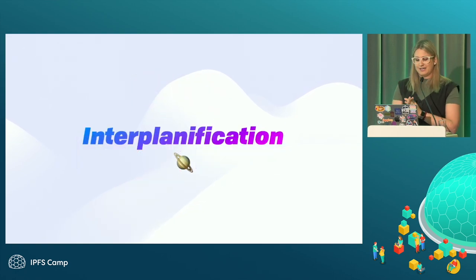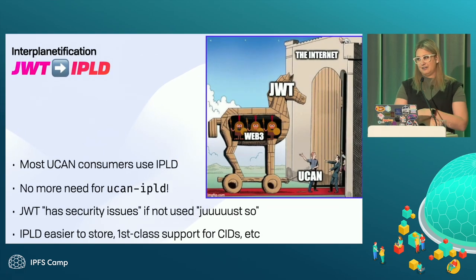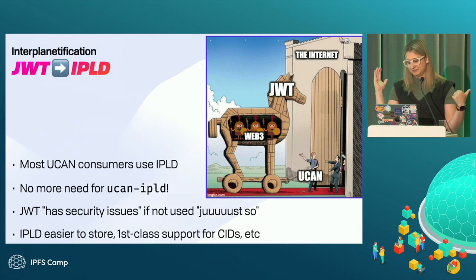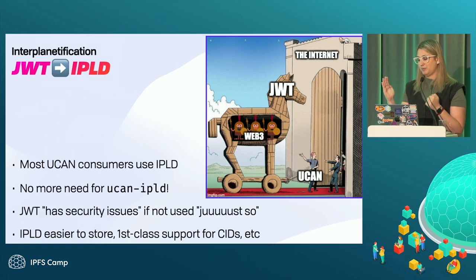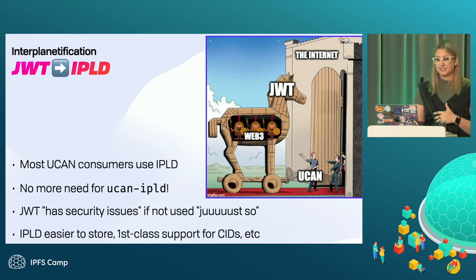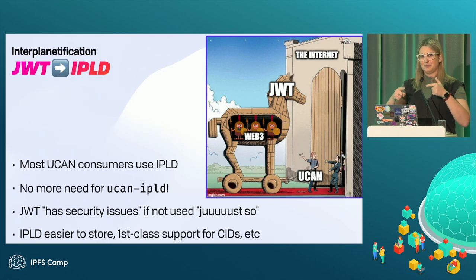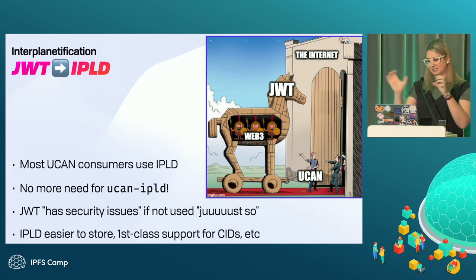So let's start with the first change that we made, interplanetification. From UCAN 0.1 through 0.10, so all of the stuff up until the 1.0, it was based on JWT. Because the idea was, JWT is familiar to web developers. They'll be able to use this, adopt it, and it'll be a nice adoption strategy. And that worked a little bit, but we ended up having to sort of fake it a bit because you had this JWT inside, it was really DAG JSON because we needed the CIDs, all of this stuff, right?